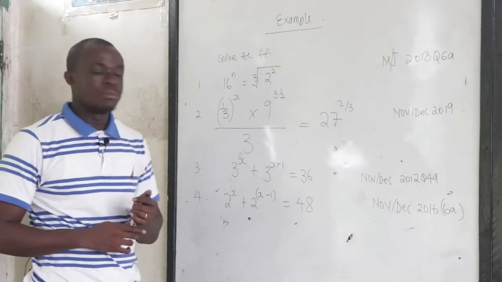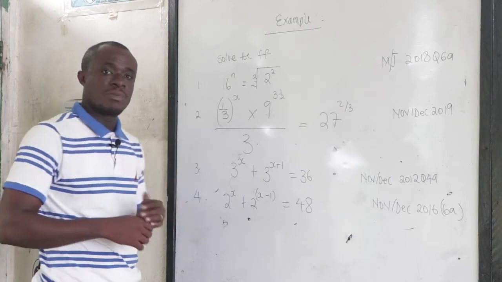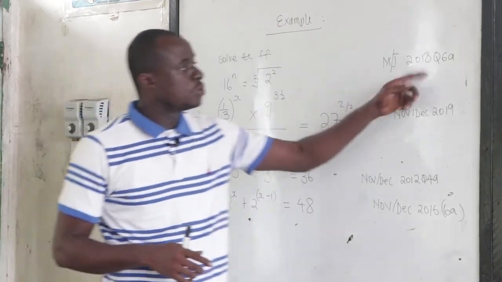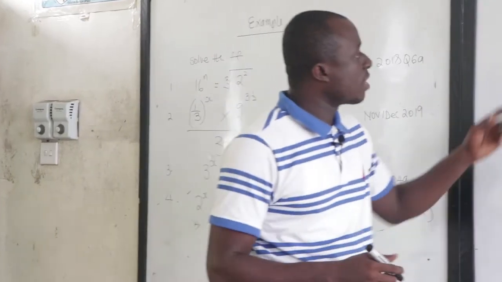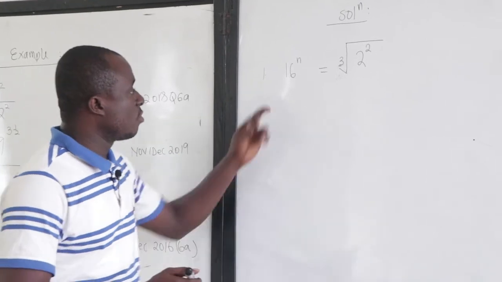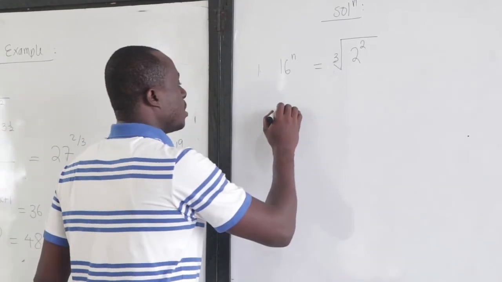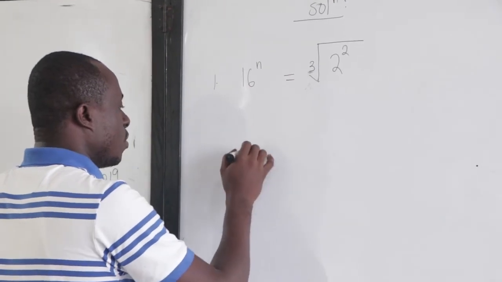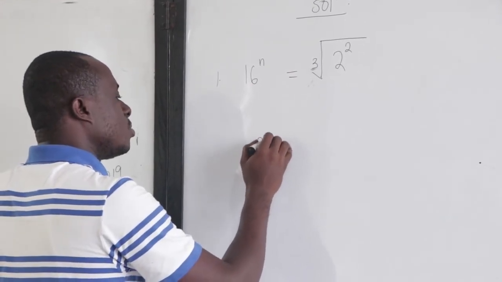Now let's see this example. Solve the following. The first one, 16 to the power n equal to cube root of 2 to the power 2. This is May, June 2018, question number 6e. Now what are you supposed to do first? Make all the bases the same. We can change 16 to the power n as 4 to the power 2n.